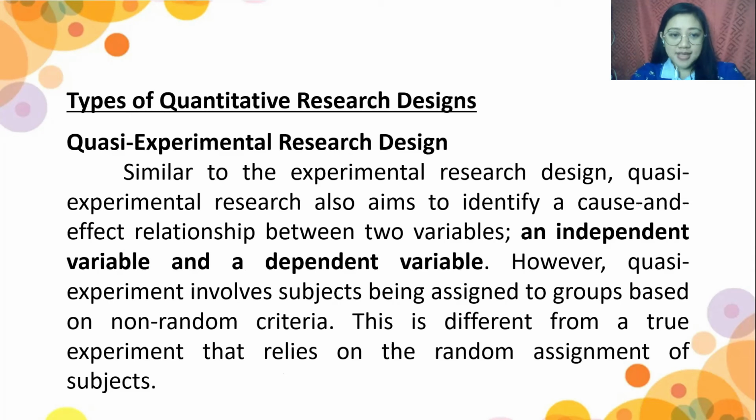Next, similar to the experimental research design, quasi-experimental research also aims to identify a cause and effect relationship between two variables, an independent variable and a dependent variable. However, quasi-experiment involves subjects being assigned to groups based on non-random criteria. This is different from a true experiment that relies on the random assignment of subjects.